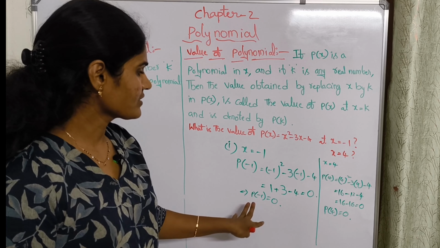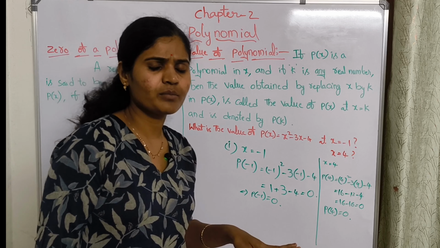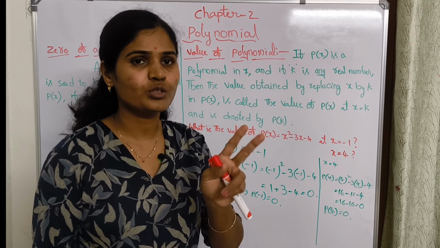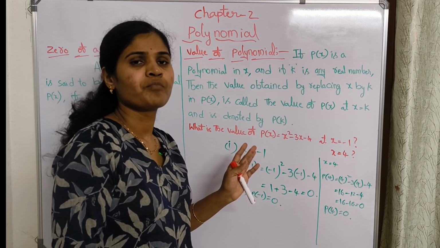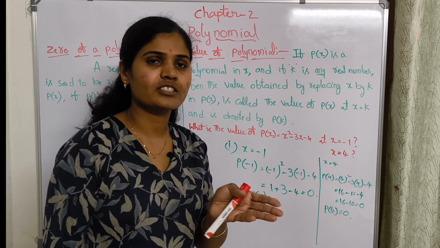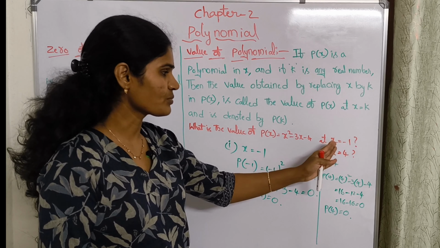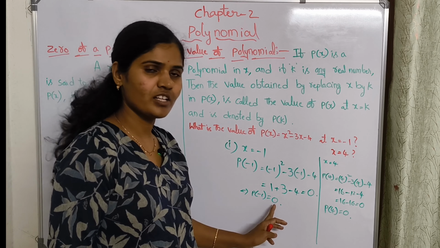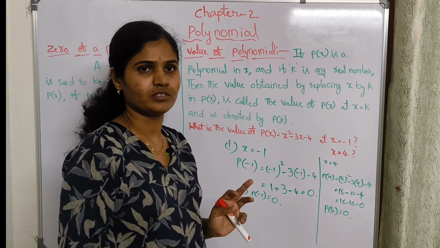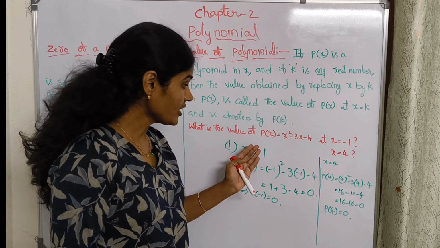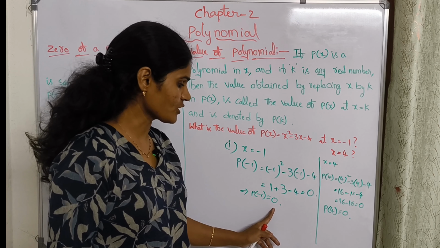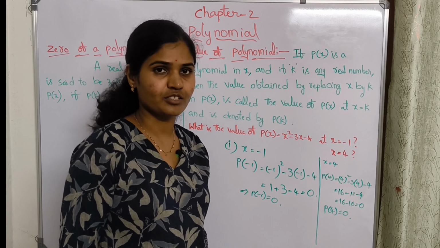If in some condition they give the p of x at the value of x equal to 2, find out the value of p of x at x equal to 2. Directly you substitute x equal to 2 and you get the answer. That is the value of that p of x. Okay, next, when we substitute x equal to minus 1, we got the answer is 0. Here is 0, here is 0.